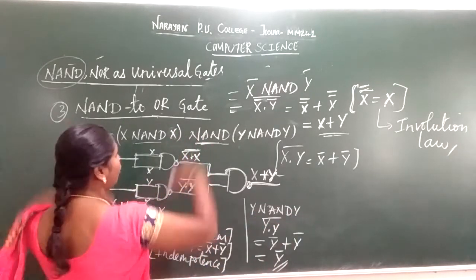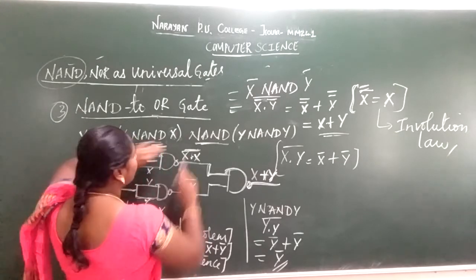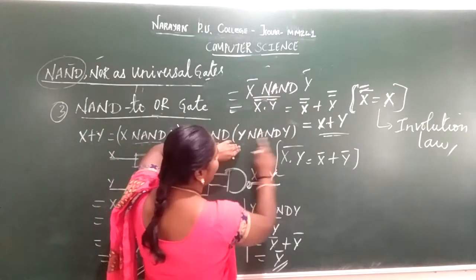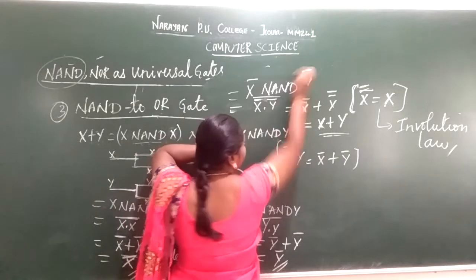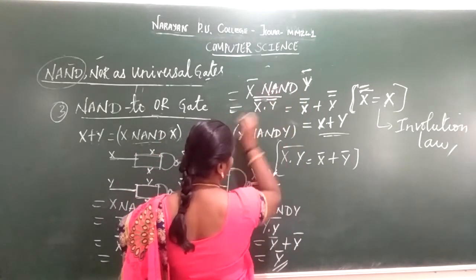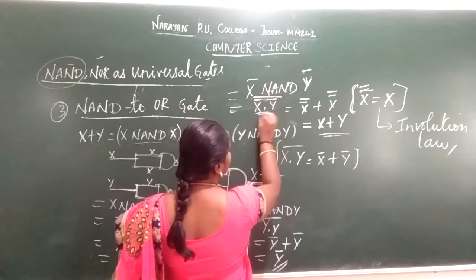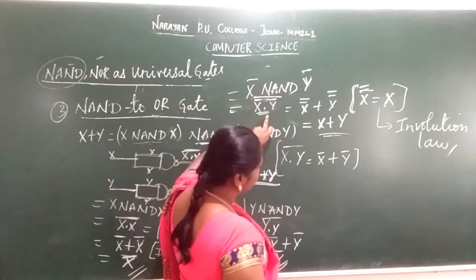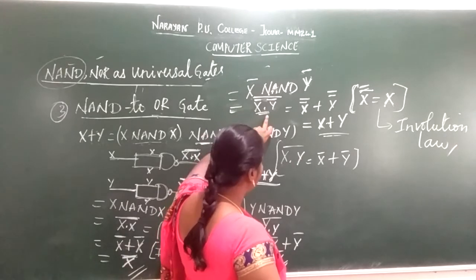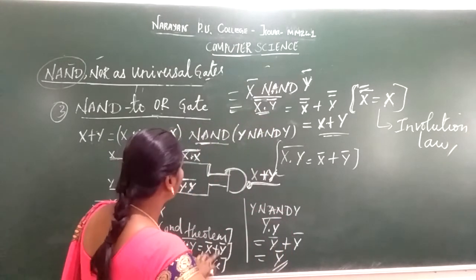So implement in the form of an equation. Here x NAND of x is x bar. You write the NAND as it is. y NAND of y is y bar as it is. Now remove this NAND and implement in the form of symbol: x bar into y bar the whole bar. This again is your De Morgan second theorem. x into y the whole bar is nothing but x bar plus y bar.